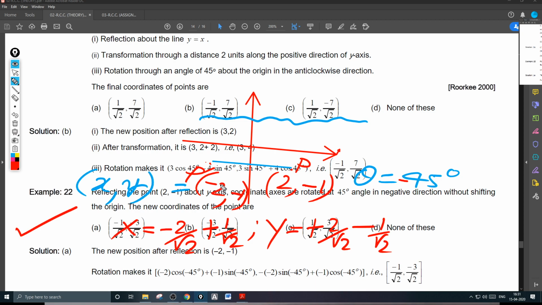Minus 2 sine of minus 1. Three minus there. 3 minus, you will get minus 2. So final answer, you will get it as minus 1 by root 2, minus 3 by root 2. So option A please, option A.